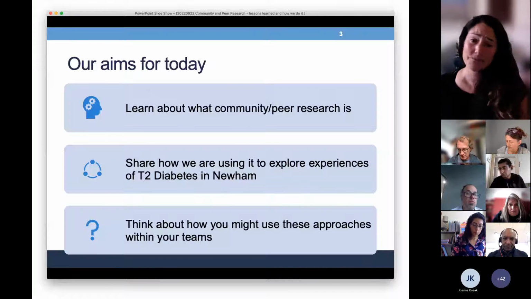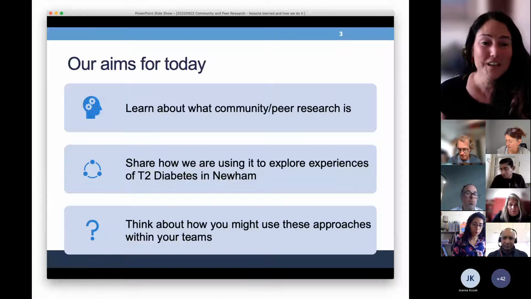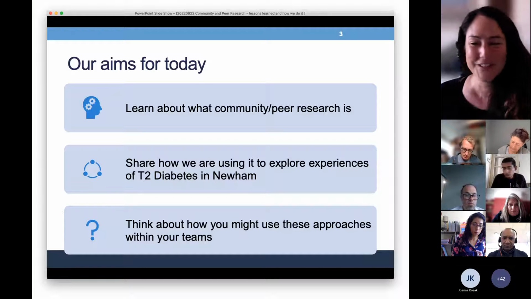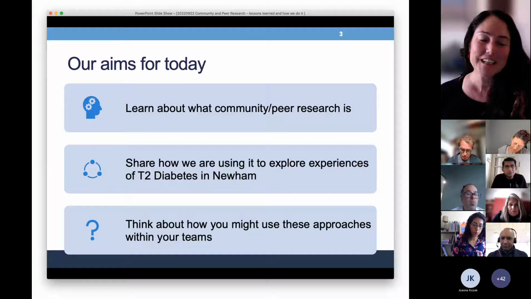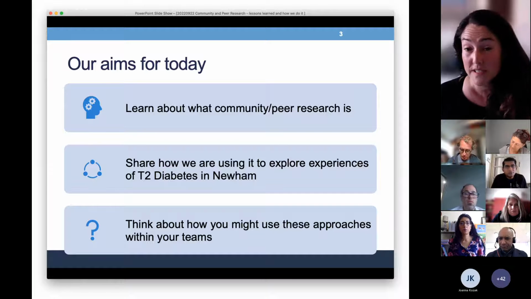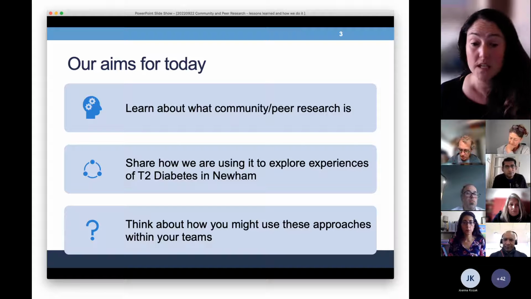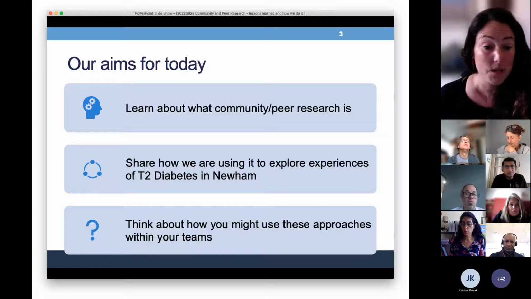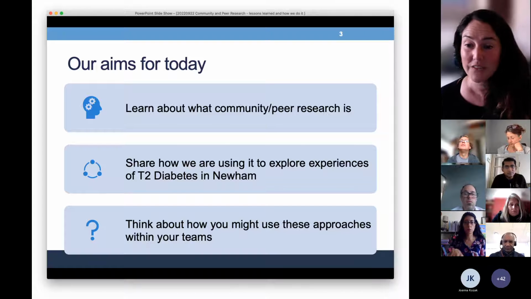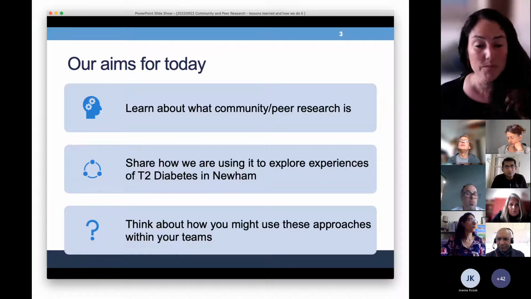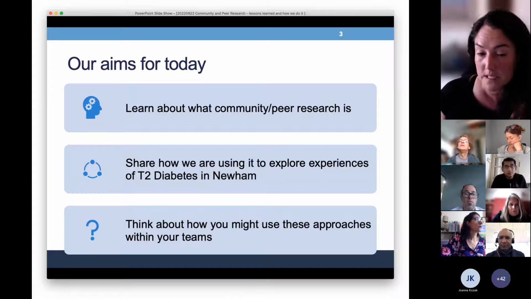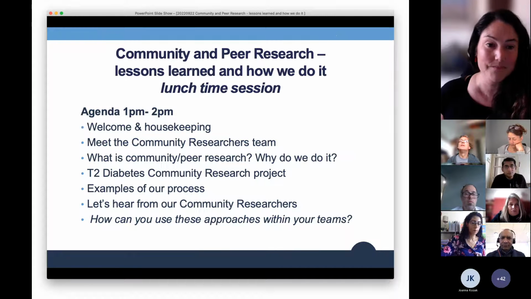So our aims for today. We are going to try and have a little bit of a think within a short period of time, within an hour. We're going to learn a little bit about what community or peer research is. We're going to share a little bit about how we're using peer research and community research to explore experiences of type 2 diabetes in Newham. And we're going to try and have a little bit of time towards the end for breakout rooms so you can think about how you might use these approaches within your own teams.